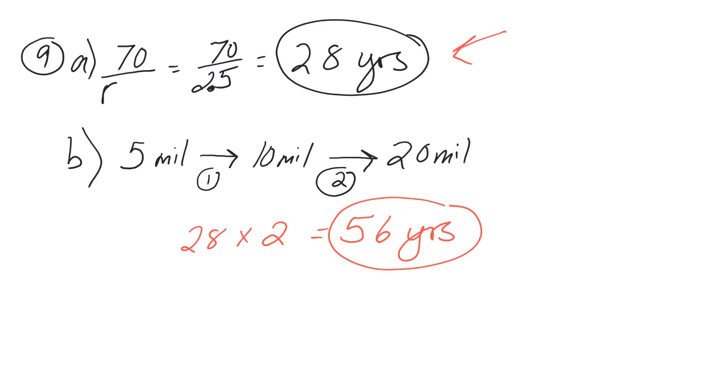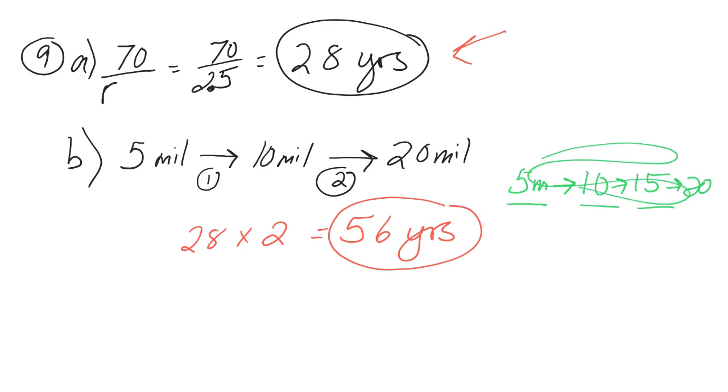Here's a common mistake that students make. They do this, 5 million to 10 to 15 to 20. And that's incorrect because we're not adding 5, we are doubling. We go 5 to 10, and now the 10 doubles to 20. And so be aware of that. That's a common mistake that students make.